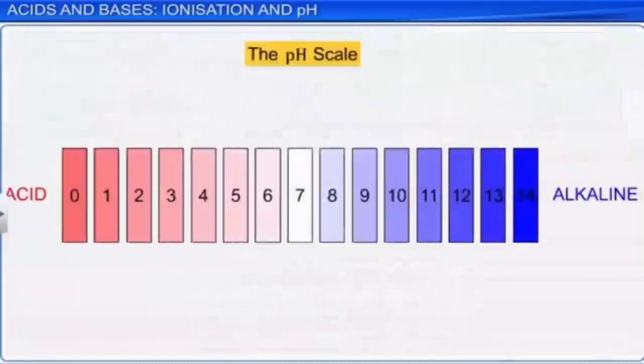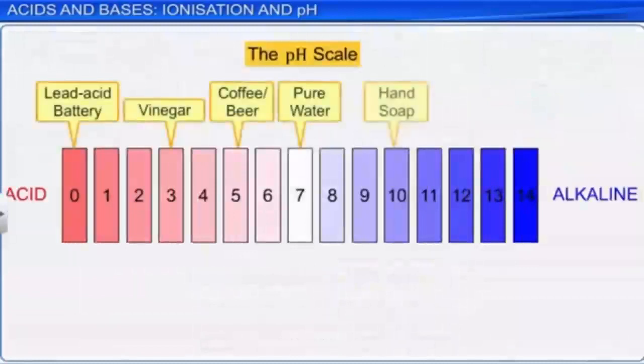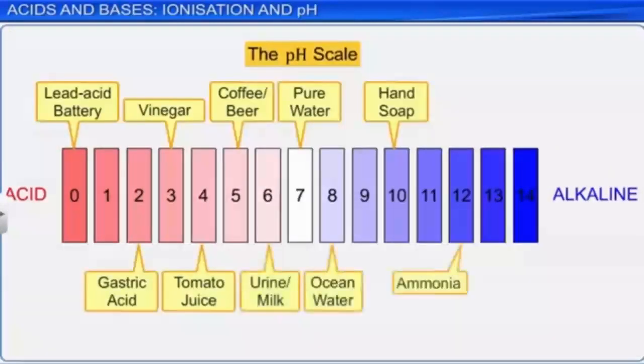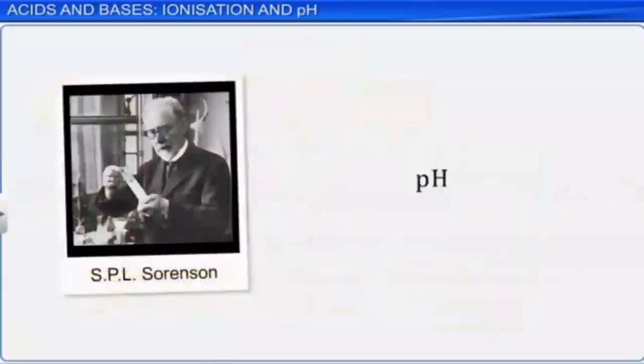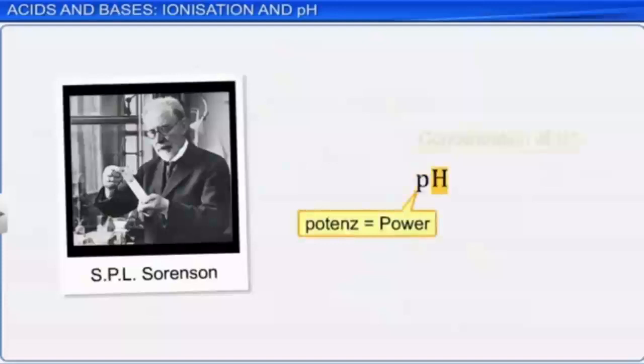The concentration of hydrogen ions is commonly expressed in terms of the pH scale, which was introduced by S. P. L. Sorensen. The P in pH comes from the German word Potenz, meaning power, and the H from the concentration of H plus ions.